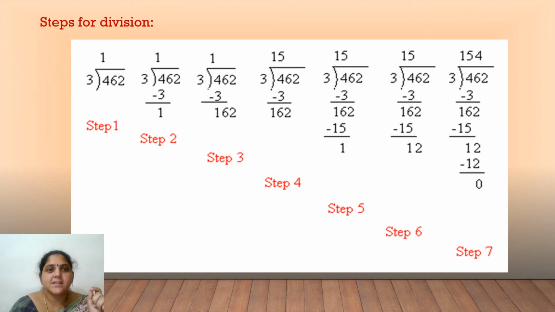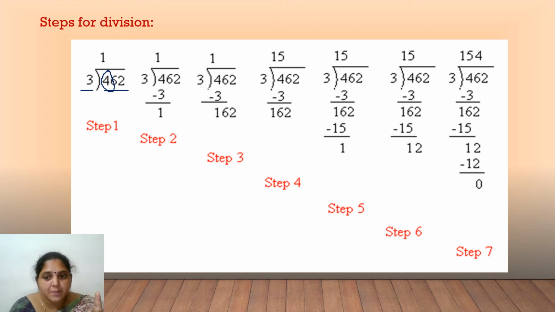Okay, we will see steps for division. How we are going to do our division. Suppose my dividend is 462 and my divisor is 3. So first what I have to do, this is my first step, what I have to write. After that my second step is I have to see whether the first digit is divisible in the 3 table or not. Yes. How many times can it be divided? One time. The nearest number to 4 is 3.